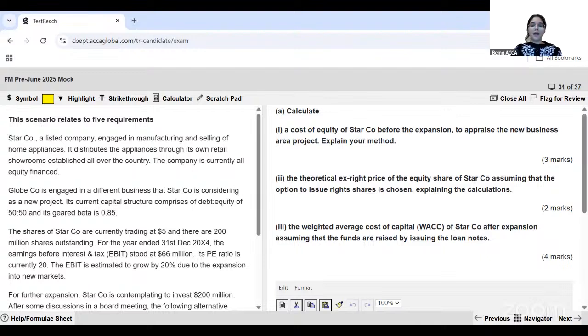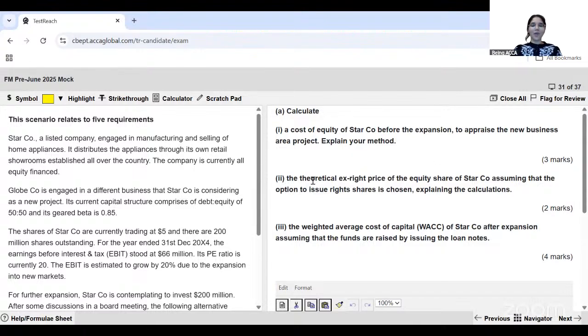When it comes to our section C questions, we always get started by having a look at what the requirements are, what the question really wants from us. So the first requirement says we're supposed to calculate part A, the cost of equity of Star Company before the expansion to appraise the new business area project, and we also have to explain our method. This is worth 3 marks.